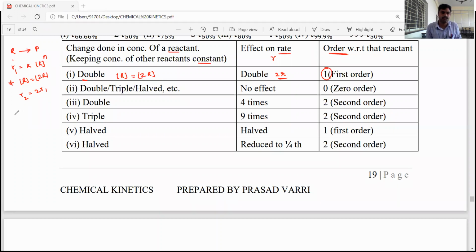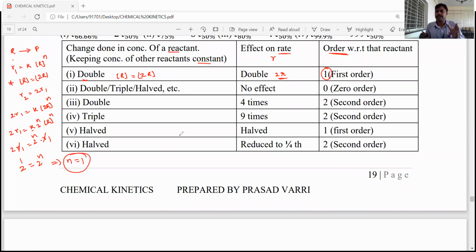Then R2 is equal to 2R1, which is equal to K into the concentration of reactant, 2R, whole to the power of N. Then 2R1 is equal to K into 2 power N into R to the power of N. So K into R to the power of N is nothing but R1 only, dear students. So 2R1 is equal to 2 power N into R1. This R1 and R1 will cancel. So 2 is equal to 2 power N. 2 is nothing but 2 power 1. From this, N is equal to 1.